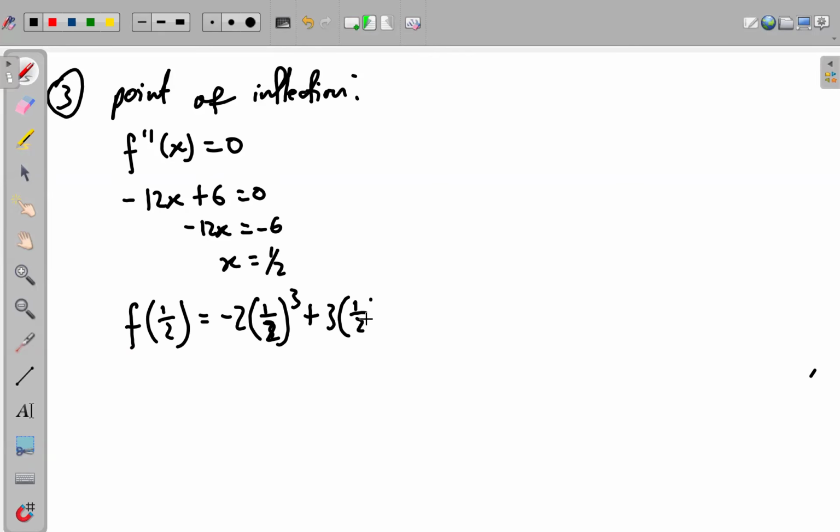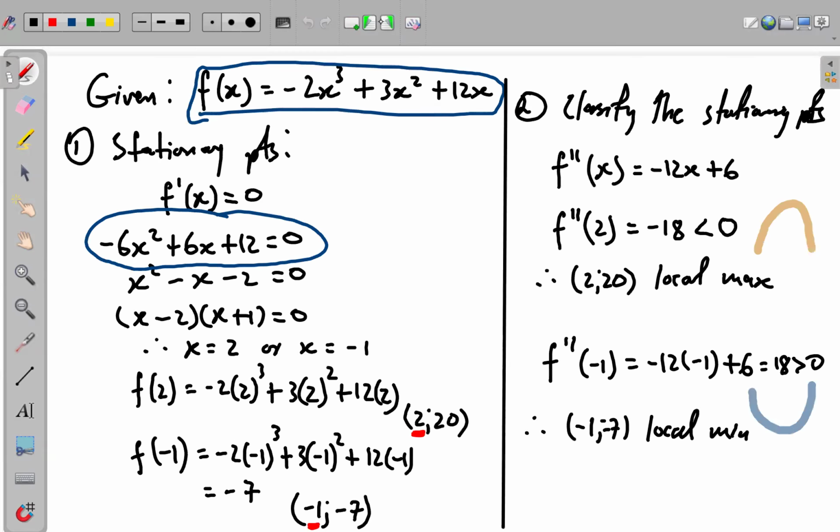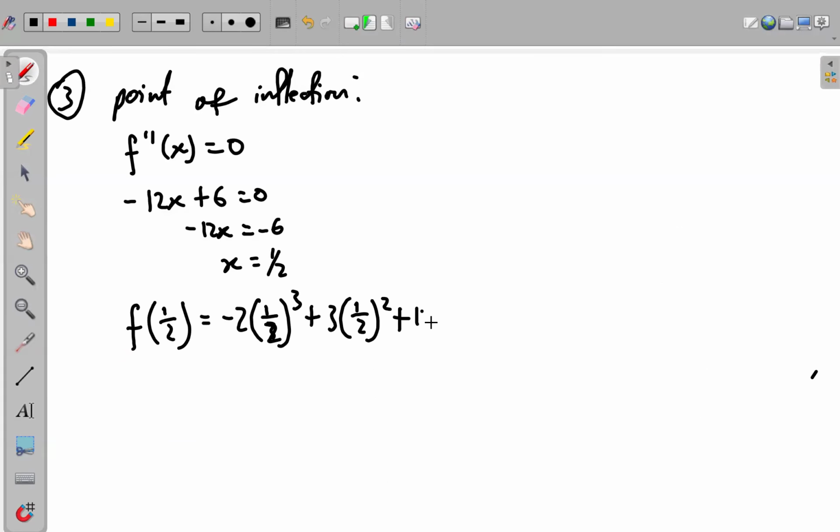That's a half. This one is squared. And then 12 times a half. All right, please go ahead. And I will wait for an answer from the first test. Let's go.